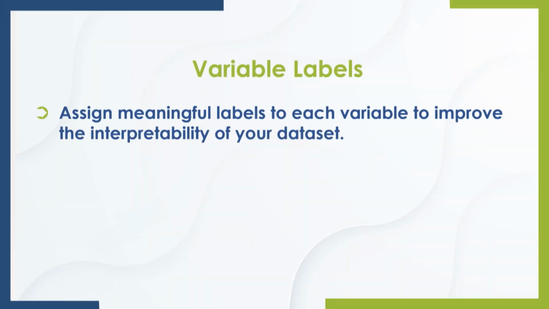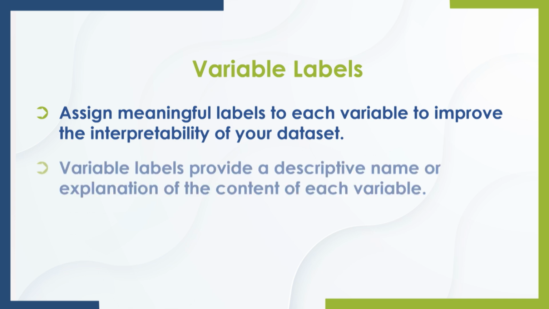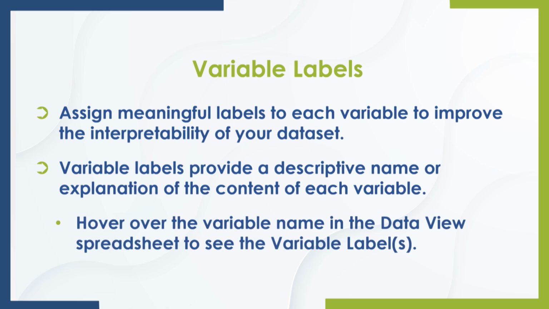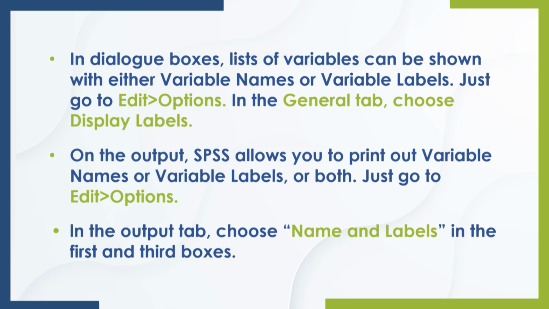Variable labels. Assign meaningful labels to each variable to improve the interpretability of your data set. Variable labels provide a descriptive name or explanation of the content of each variable. However, the variable name is shown in the data view spreadsheet, so to see the variable labels, look at the variable view. In the dialog boxes, lists of variables can be shown with either variable names or variable labels.